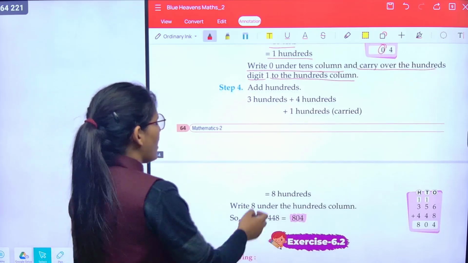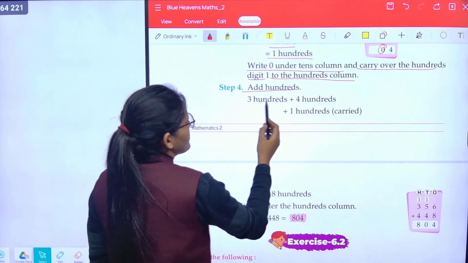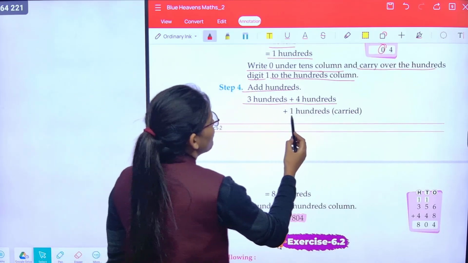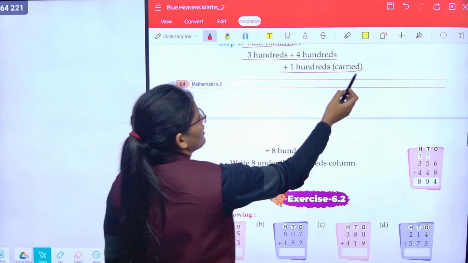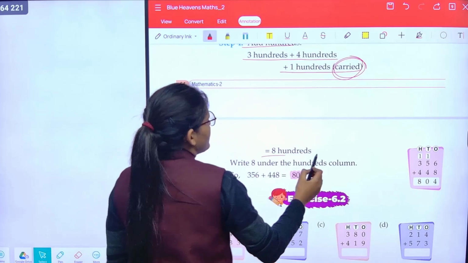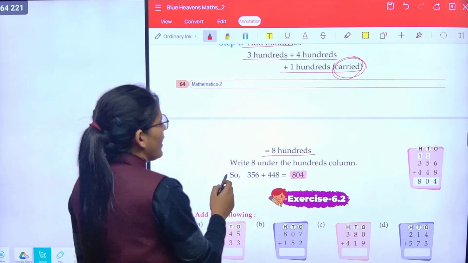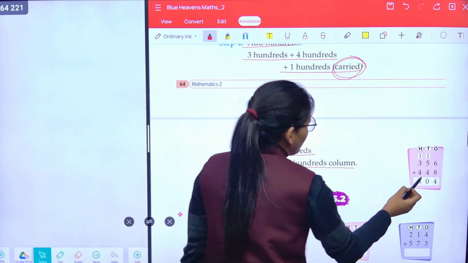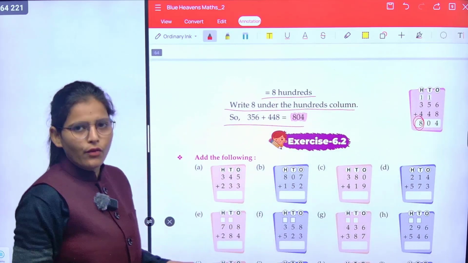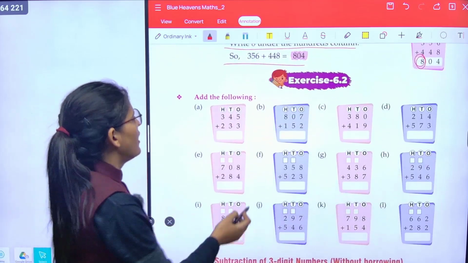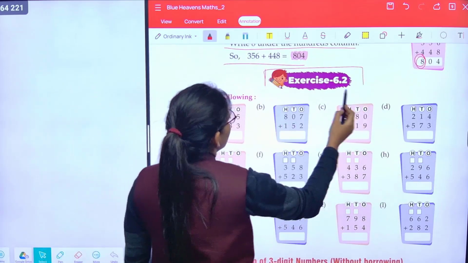Okay. Now add hundreds. 300 plus 400s, 100s plus, so that is carried. Okay, is equal to 800s. Write 8 under the hundreds column. Now the sum is 804. Understand class? Now students, come to exercise 6.2.